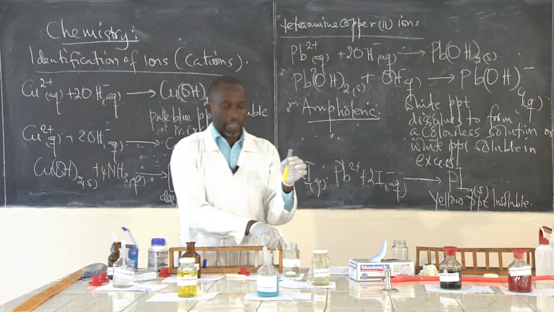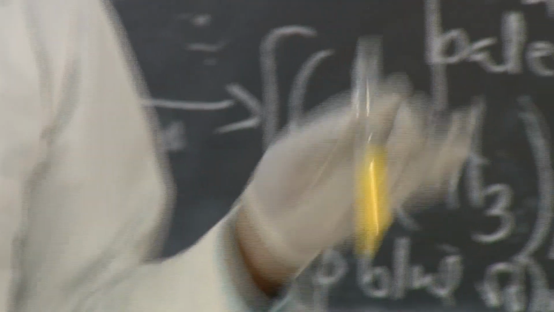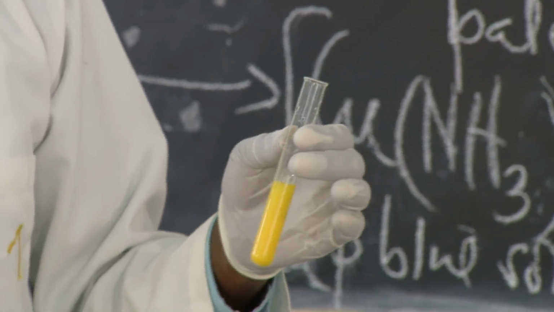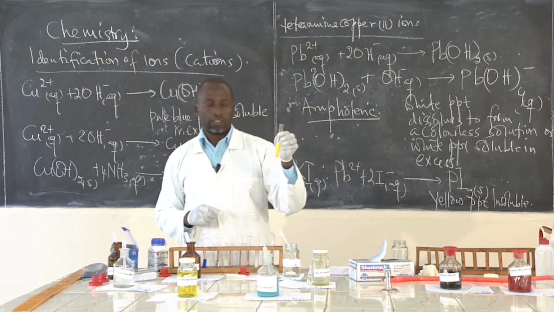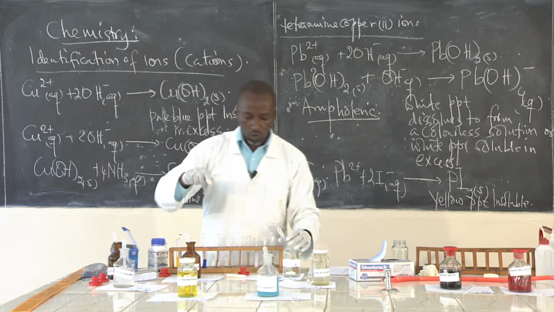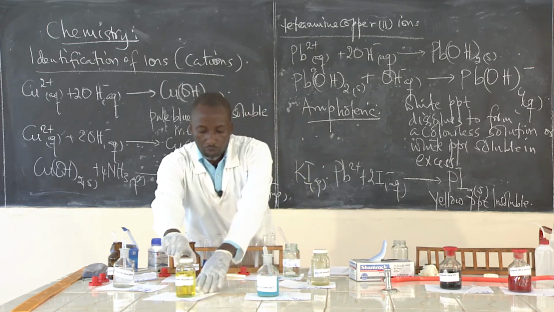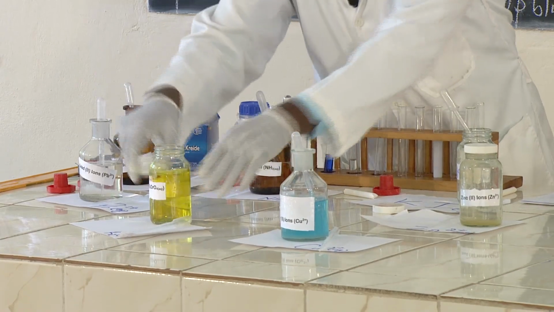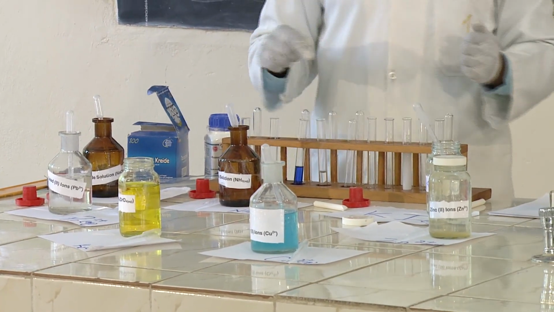So potassium iodide can be used to confirm the presence of lead ions in any solution. If there is any solution that contains lead 2 ions, and you add potassium iodide, this is what you get. If you get this color, you confirm there is presence of lead 2 ions. Instead of using potassium iodide, we can also use potassium chromate, which is a yellow solution.